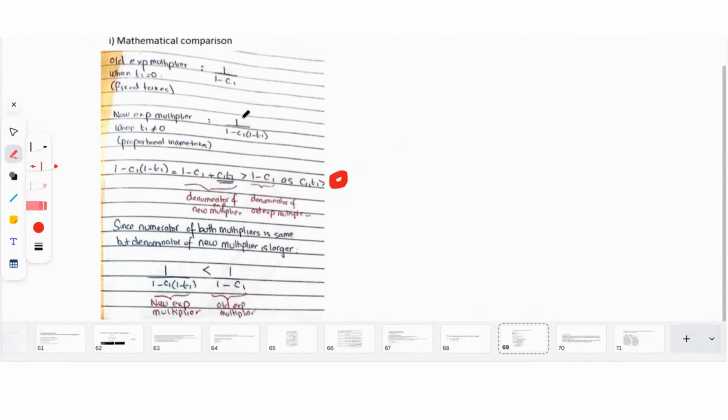And now the numerators are the same, 1. The numerator of both the new and the old multiplier is 1. But the denominator of the new multiplier is larger. So we know the new multiplier is smaller than the old multiplier, because when you're comparing two fractions that have the same numerator, the fraction with the larger denominator is smaller. So the mathematical comparison is very simple. The numerator of both multipliers is the same, the denominator of the new multiplier is larger, so the new multiplier is smaller. So mathematically, the new multiplier will be smaller.